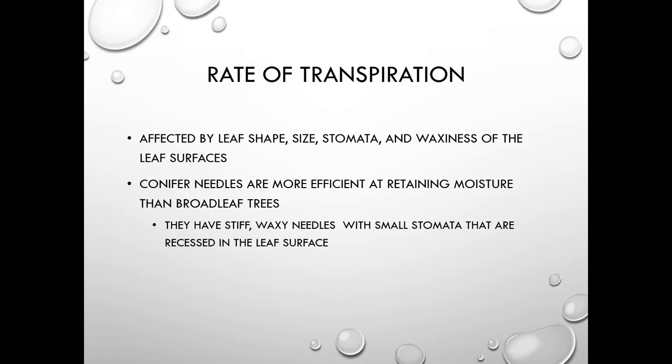So the rate of transpiration is also affected by leaf shape, size, stomata, and waxiness of leaf surfaces. And conifer needles are actually more efficient at retaining moisture than broadleaf trees. They have stiff, waxy needles, they have small stomata, and those are recessed on the leaf surface.